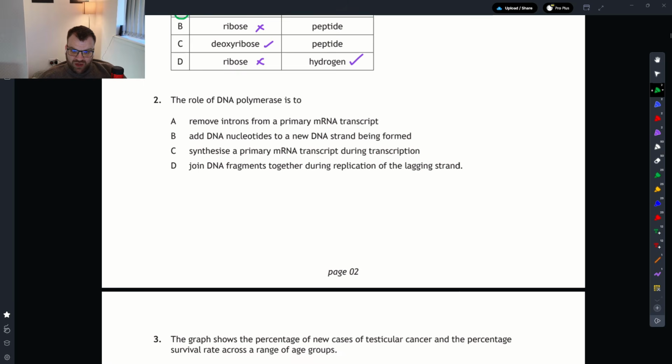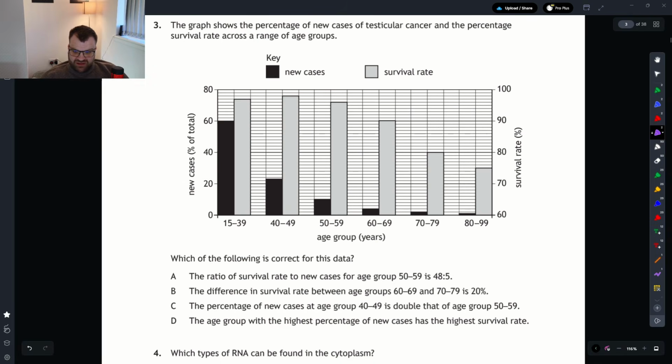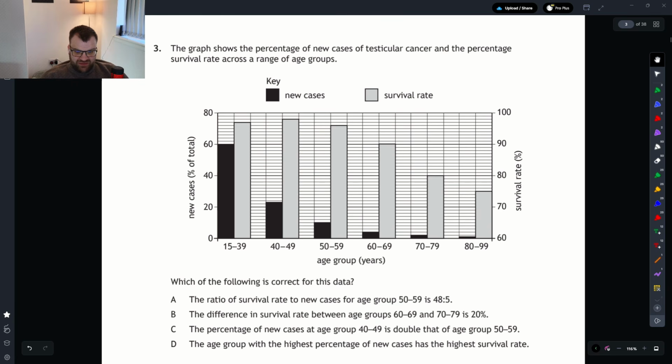DNA polymerase unwinds and unzips, and it also joins nucleotides to make the new DNA strand. Looking through our options, A is to do with the mRNA transcript, so it won't be that. Adds DNA to the forming strand, that looks good to me. RNA polymerase is involved in making the primary transcript, so it won't be for that one. And then joining the fragments, that is ligase, joins fragments. There we go.